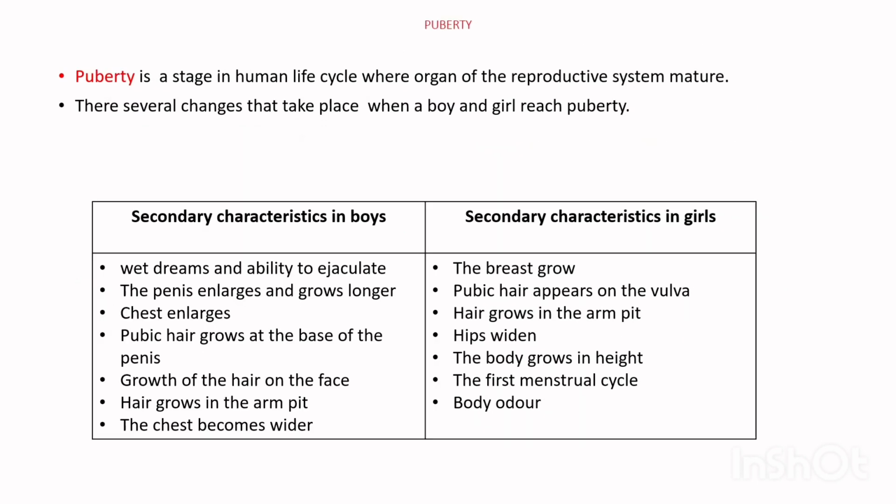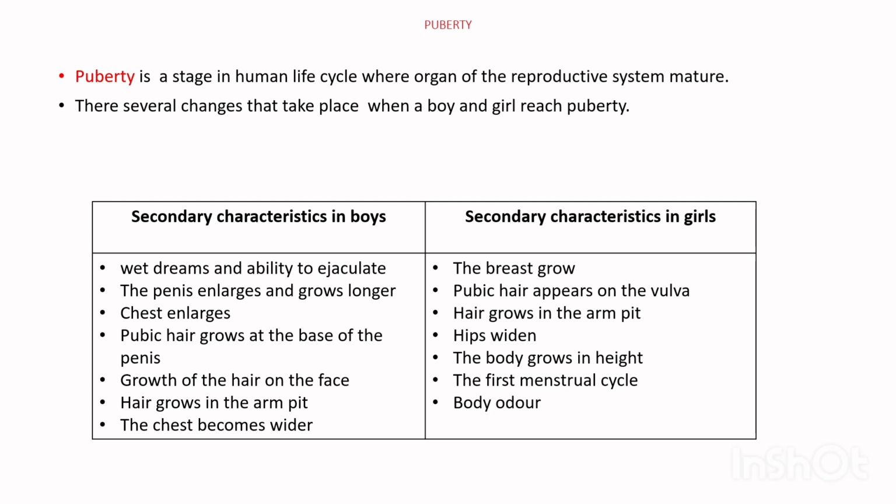Okay, so you need to know the function of all parts of the female and the male reproductive organ. So in this unit we are looking at puberty. I'll define puberty, then we'll look at the secondary characteristics in boys and girls. Puberty is a stage in the human life cycle where organs of the reproductive system mature. When we say mature, we simply mean a person is able to ejaculate, a person is able to menstruate, the chest becomes bigger, breasts develop, pimples, hair, and so on.